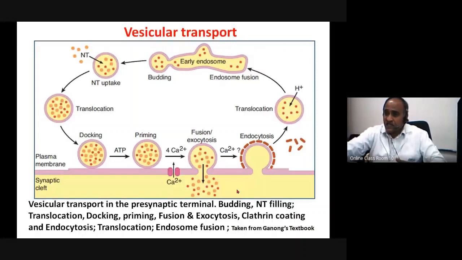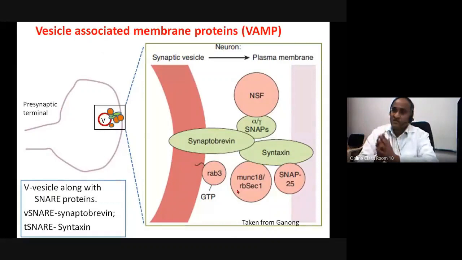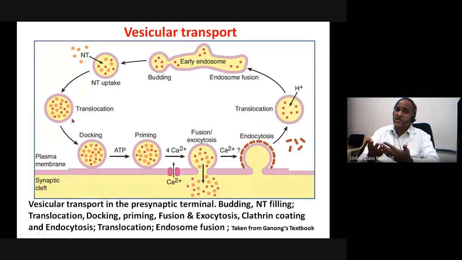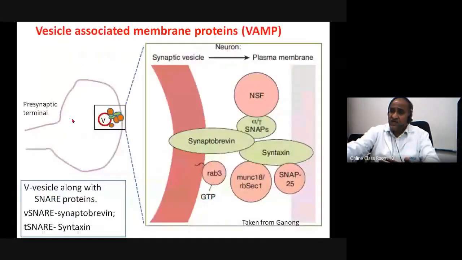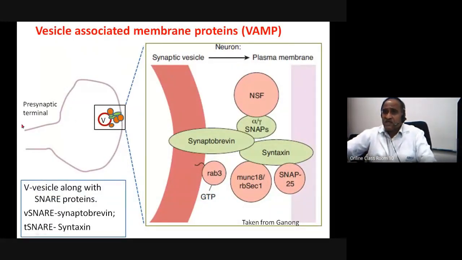Now with this, I want to go a little further. So how does that thing happen that I talked about, the vesicle? This moves the vesicle associated membrane proteins. What are those vesicle associated membrane proteins? Where are they and how are they? I have just made a diagram here to substantiate this; I have taken this diagram from Ganong. I am trying to put that in place according to this diagram.